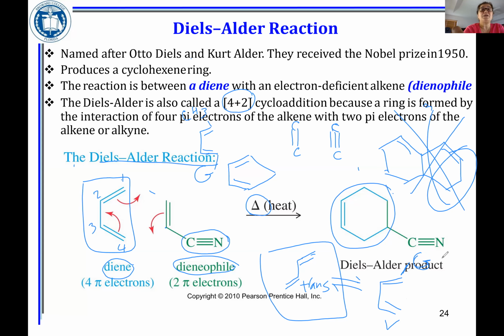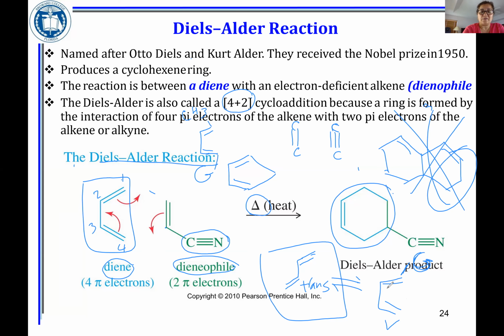So it must be conjugated, okay? It must be conjugated, and it must be cis. And if you have an electron donor group attached to it, it makes it an even better diene.